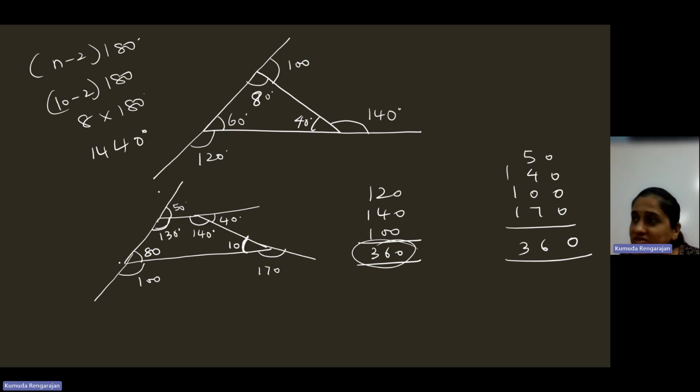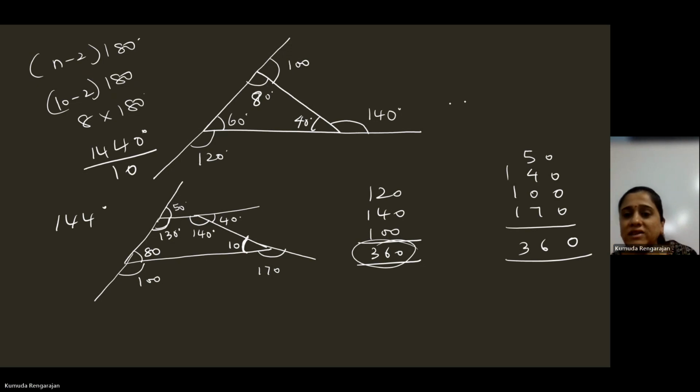1440. This will be the sum of all the 10 interior angles of a decagon. 1440 degrees will be the sum of all the 10 interior angles of a decagon. If it's a regular decagon, each interior angle will be 144 degrees. If it is a regular decagon, all the sides and all the angles will be equal. So each angle will be 1440 by 10, or in other words, (n minus 2) into 180 degrees by n.